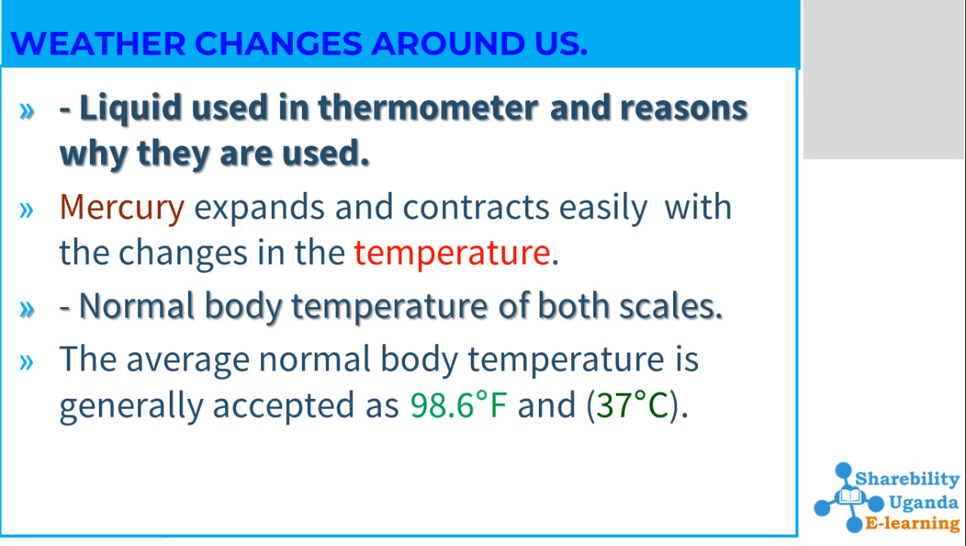The normal body temperature is 37 degrees on a Celsius scale, and it is 96 to 99 on a Fahrenheit scale.